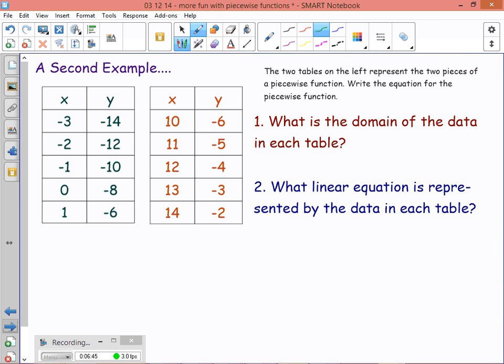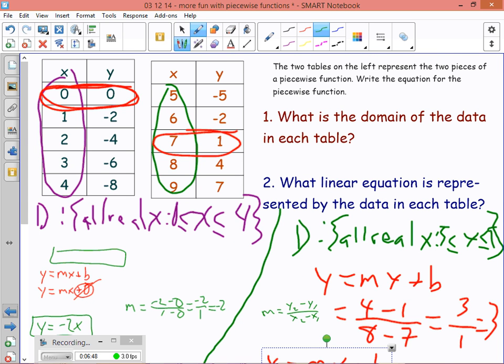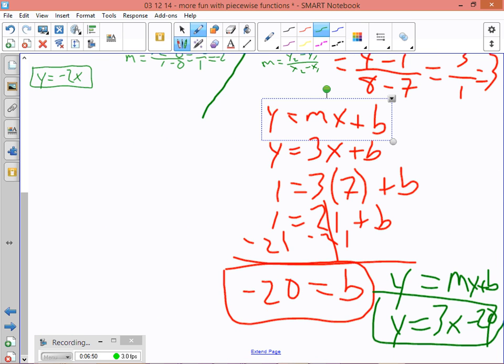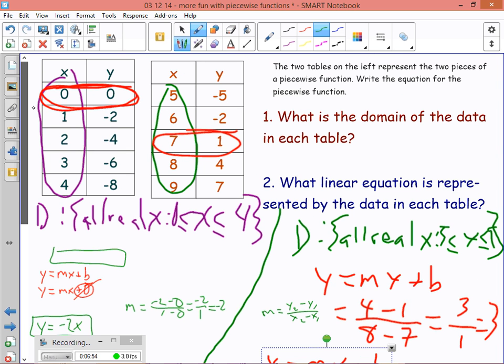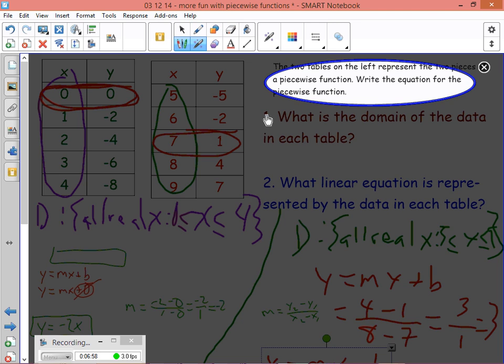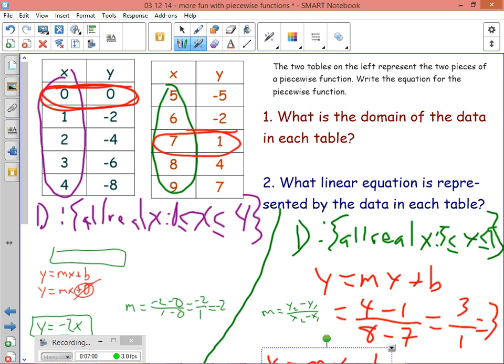Let's see. Let's move on. No, I'm not done. I thought you were done, didn't you? Okay. What I wanted to do was I wanted to find the piecewise function. Write the equation for this piecewise function. It says it right here. Okay? We haven't quite done that yet. We've done all the parts we need, but now we need to put it all together.